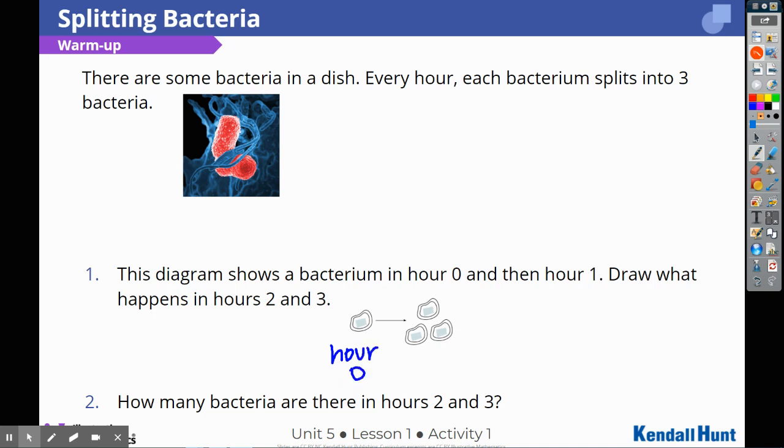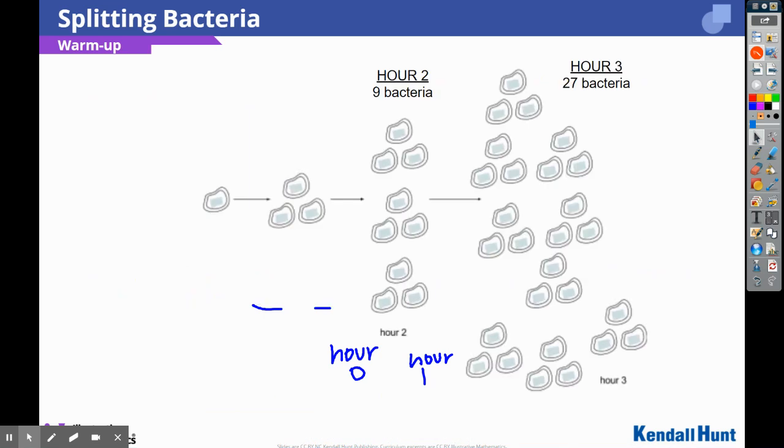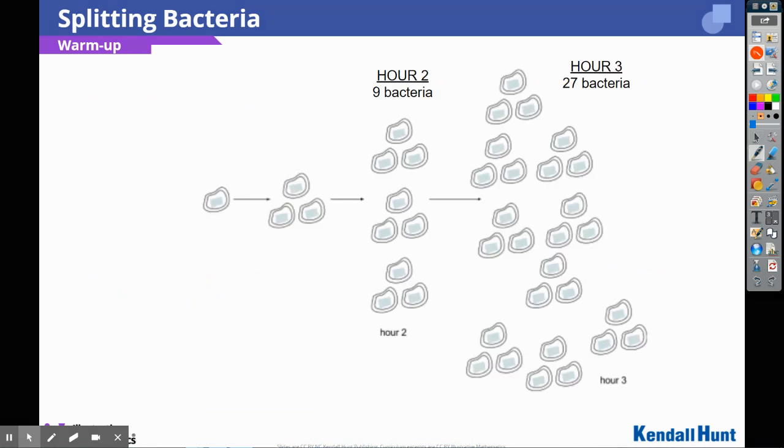And then after the first hour, so hour 1, the bacteria had gone from 1 bacteria to 3 bacteria. And it wanted you to draw a diagram to represent hours 2 and 3. And so what you should have drawn was something similar to this. So if you knew that this 1 bacteria split into 3 bacteria, then this bacteria has to split into 3, this bacteria has to split into 3, this bacteria has to split into 3 at the hour 2.